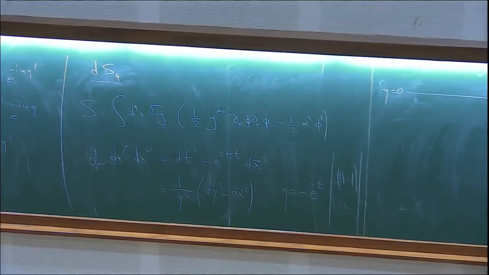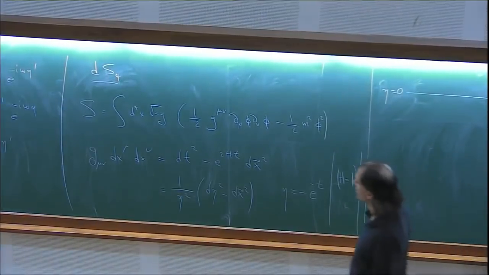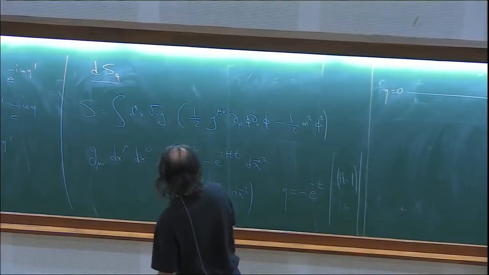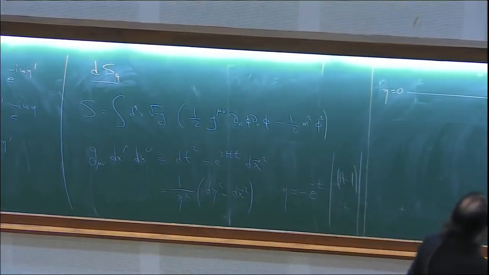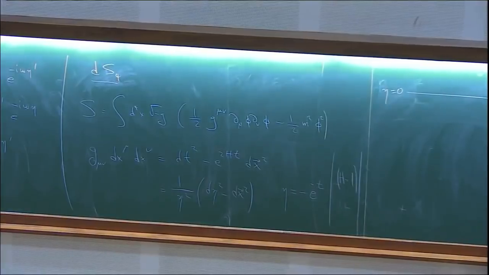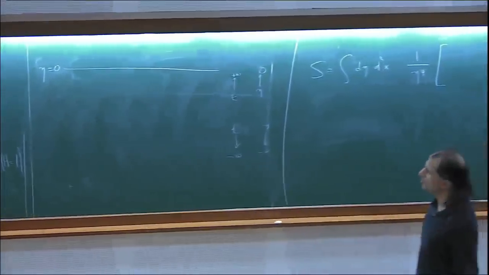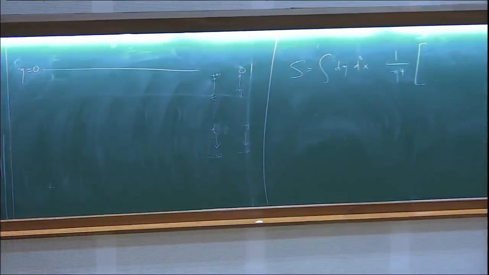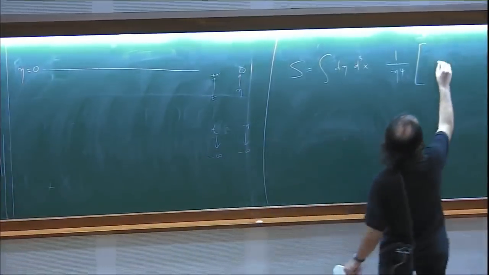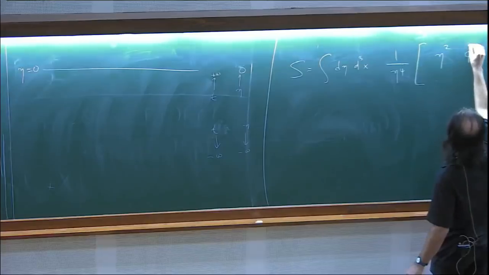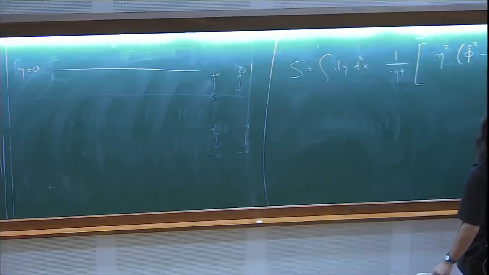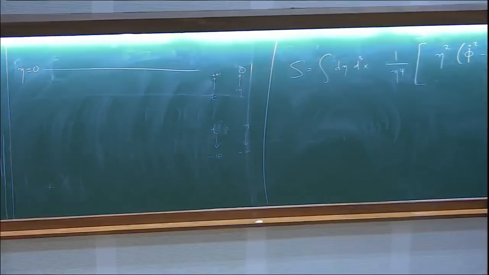So the action is the integral d eta d cubed x. Root g is just 1 over eta to the 4th. And now g upper mu nu is eta squared times eta squared phi dot squared minus grad phi squared. Then I have minus m squared phi squared.